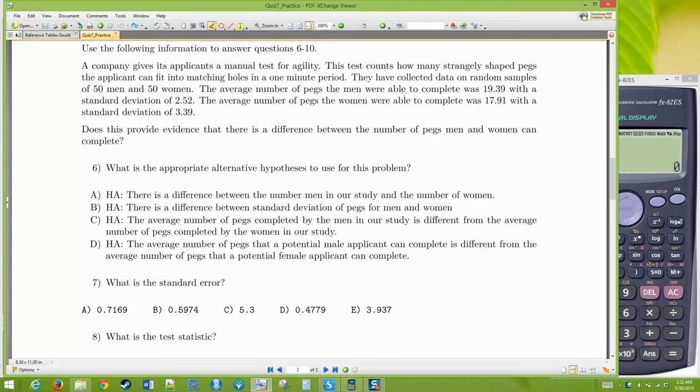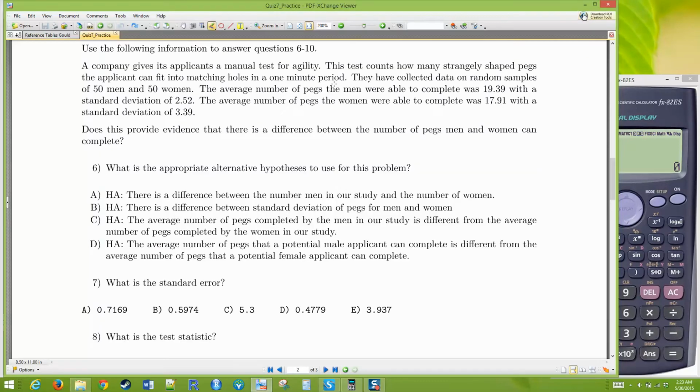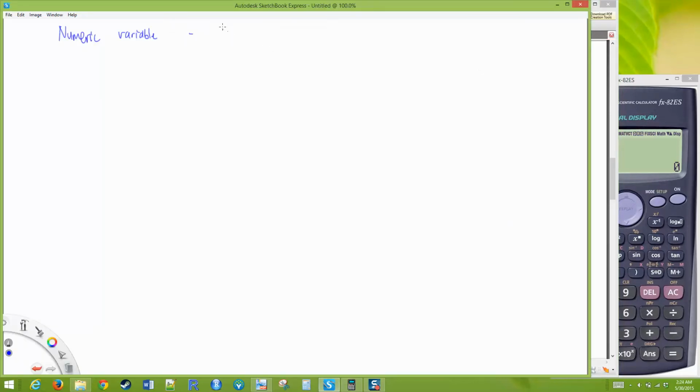So question 6 asks, what is the appropriate alternative hypothesis to use for this problem? Before we get started, let's take a look at what type of problem we have. Here we are dealing with a numeric variable. It's the number of pegs that people can complete, and so that's a numeric variable. And we have two samples, men and women.